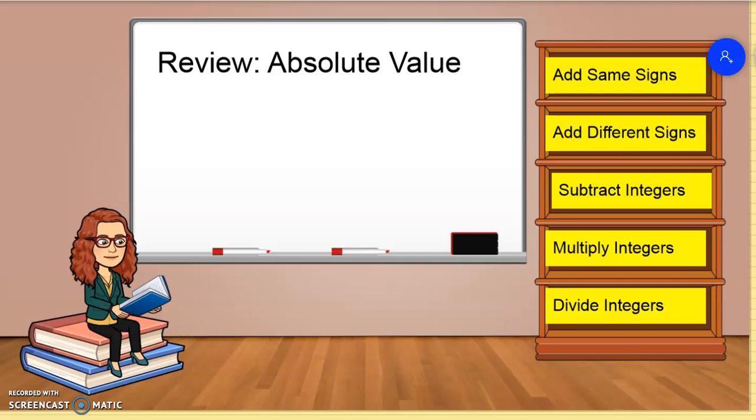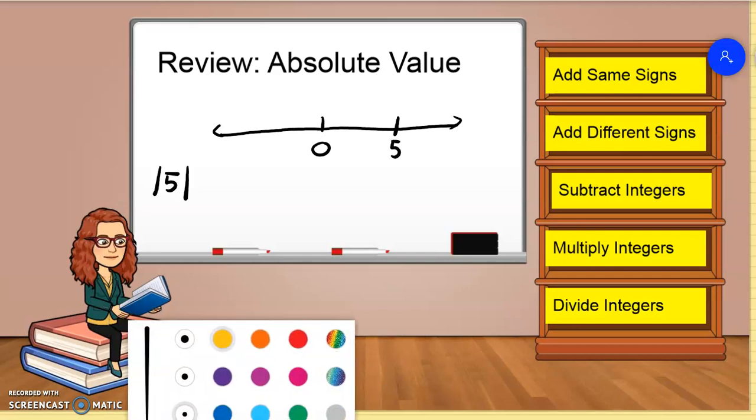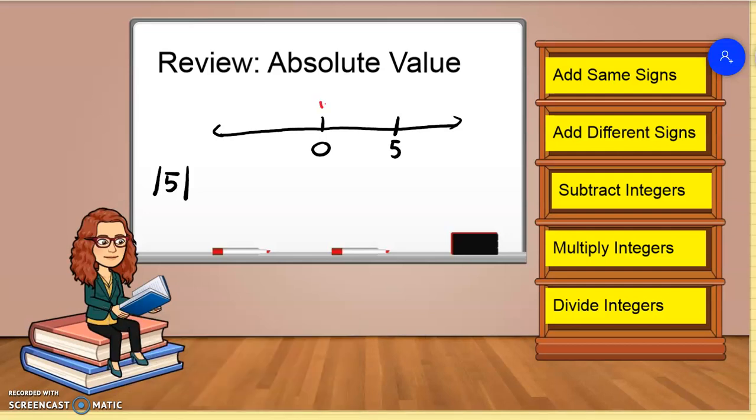So again, let me draw here a number line. Of course, the origin is at 0. So if I'm going to ask you, what is an absolute value of 5? It means that you are asked to get the distance of 5 from 0. So what is the distance of 5 from 0? Of course, it is just 5.